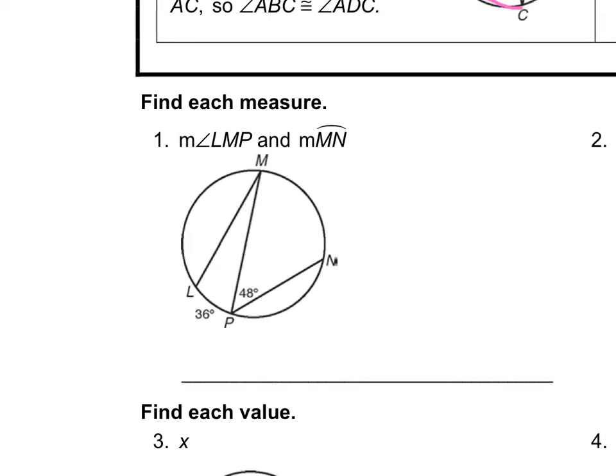So now looking at number 1, we need to find what angle LMP and arc MN is. Starting with angle LMP, we go from L to M to P. We have our arc is 36 degrees, so our angle is going to be half of that, so 36 divided by 2 is 18. Next, we're looking for arc MN. Our arc is twice the angle that it subtends, so it's going to be 2 times 48, so arc MN is going to be 96 degrees.